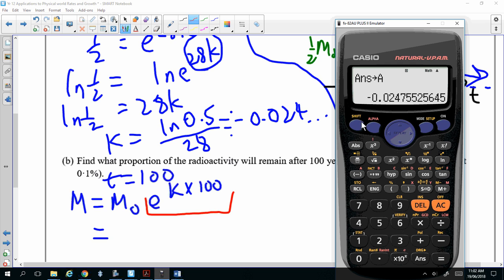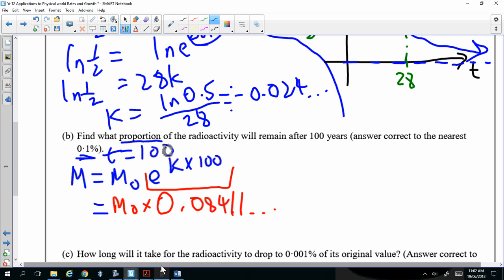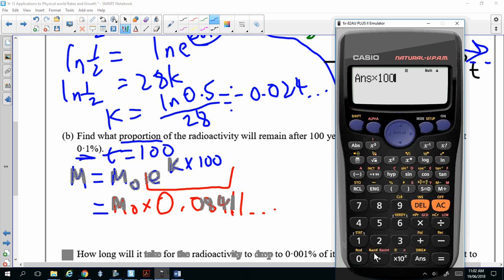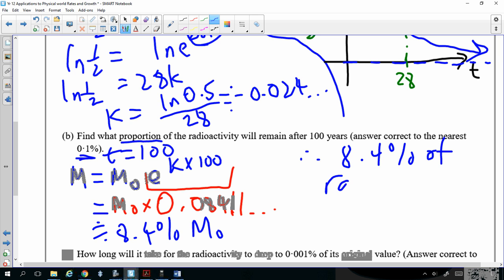0.08411... But they want it as a proportion, which is a percent. So we times by 100, which is 8.4%, so 8.4% of the initial amount. So you say, therefore, 8.4% of the radioactivity remains after 100 years. So even after 100 years, it's still very radioactive, still dangerous. 8.4% remains.